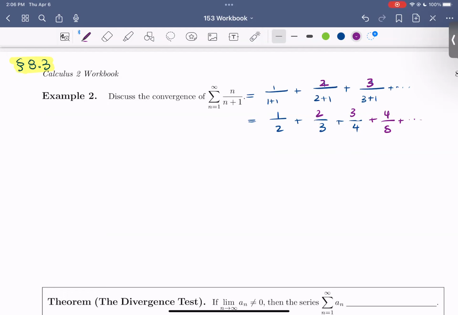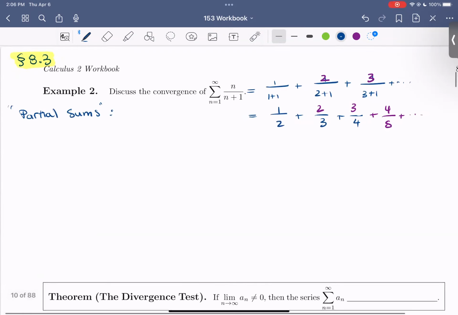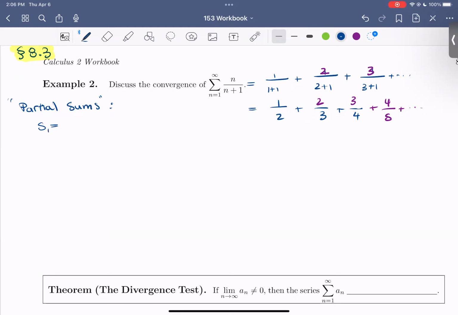So again, to get a handle on that, let's look at partial sums. See if we can find any patterns in the partial sums, or see if we can determine if the sequence of partial sums converges. So what do those look like? S sub 1 is just my first term, so that would be 1/2. S sub 2 is the sum of my first two terms, so we have 1/2 plus 2/3, which is 1.17 if we calculate that out.